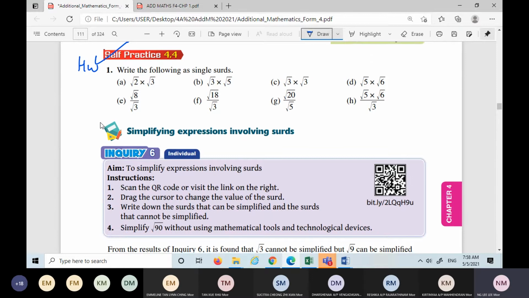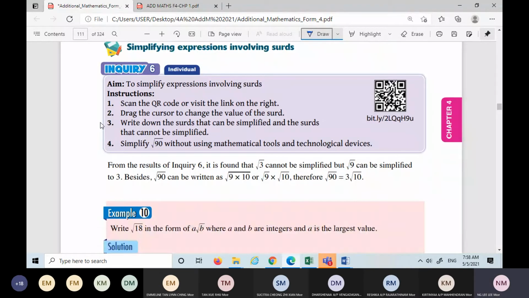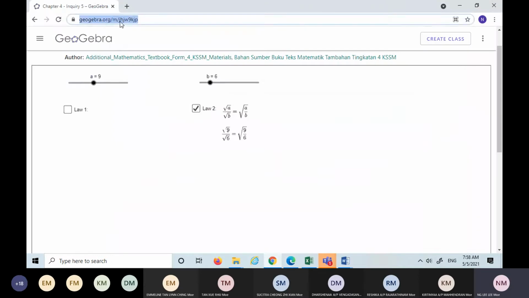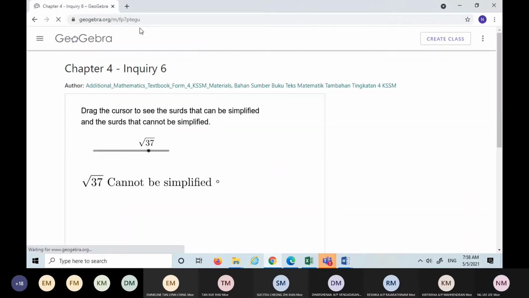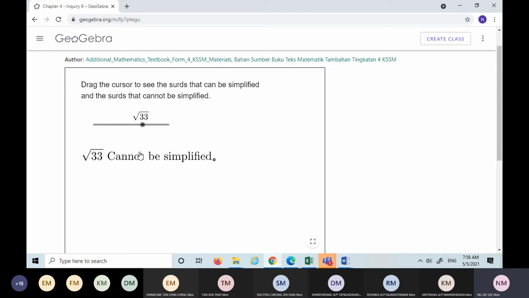Okay, look at this. Simplifying expressions involving surds. Same thing. You can go through one by one actually. I can start from the very beginning.